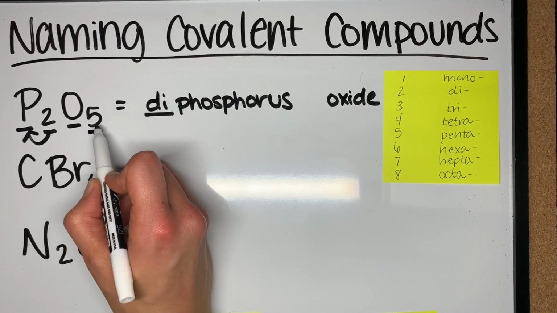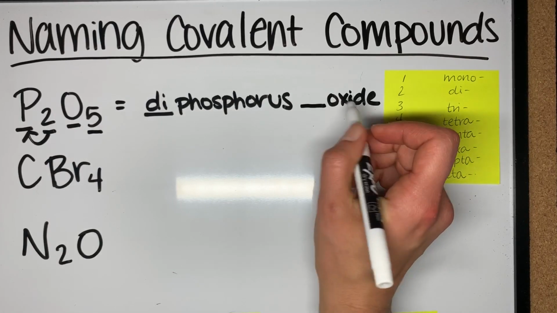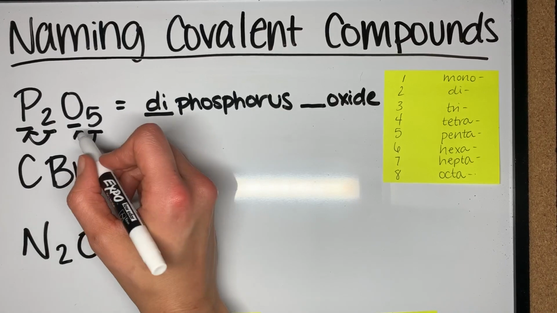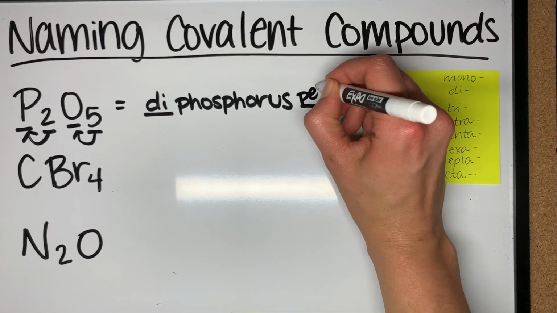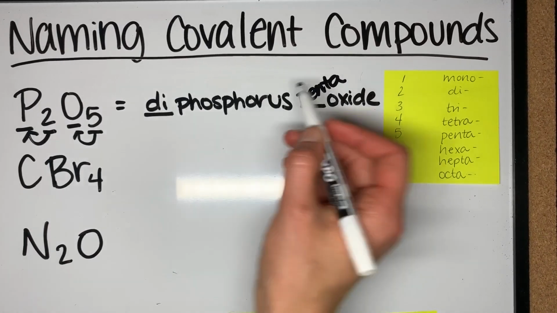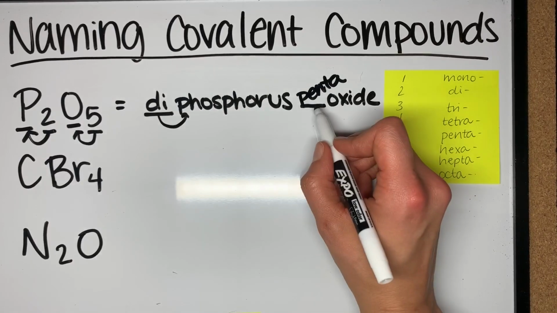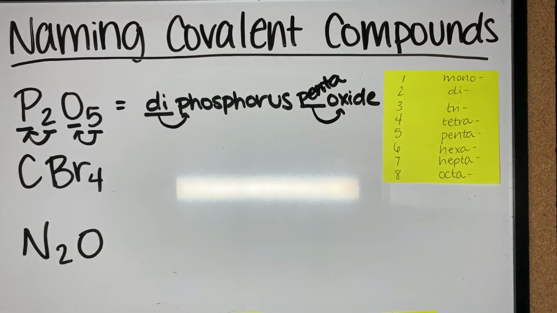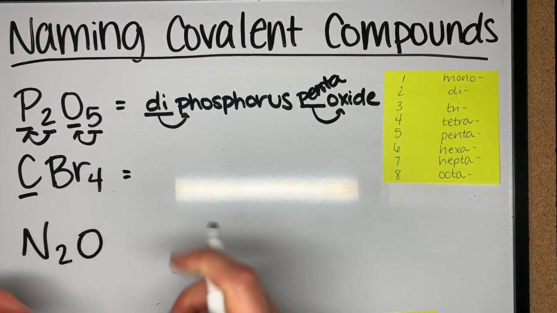Here, we always put a prefix on the second part of our naming. So we have 5 oxygen. The prefix for 5 is penta. So it becomes diphosphorus pentaoxide. 2 phosphoruses, 5 oxygens. The second one, we have a single carbon.